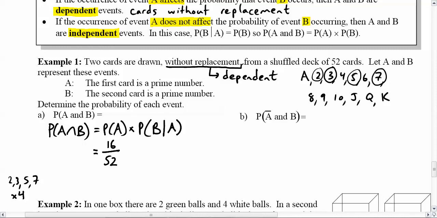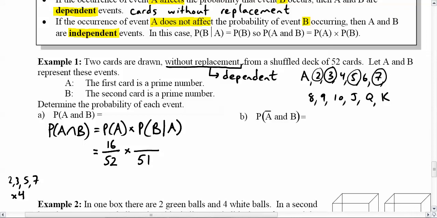I pull out a card, throw one away. For the second try, I only have 51 cards left. How many of them are prime? 15, because I took out 1.